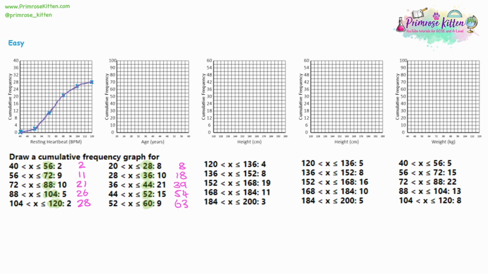And sometimes the question will tell you how many people are in there. So you'll know, oh, it's 63. I've got up to 63 at the end of the cumulative frequency. I know that I've not made a mistake. So here we're looking at cumulative frequency against age. So let's start to plot.